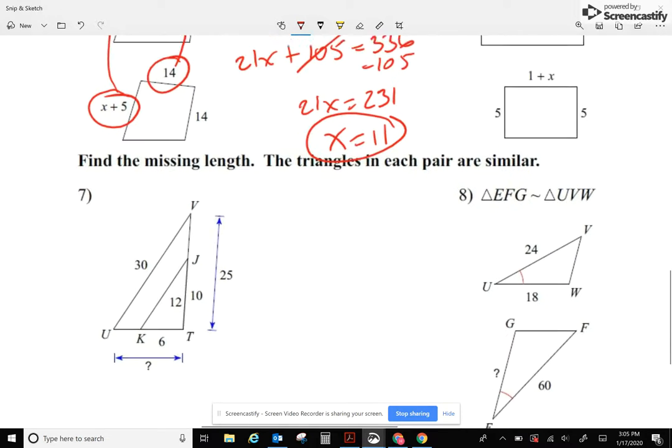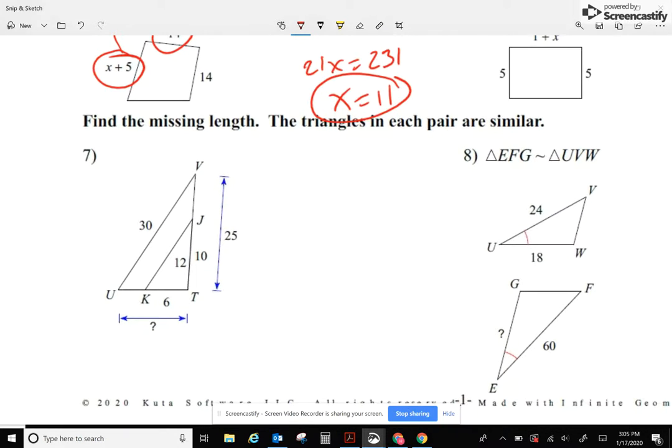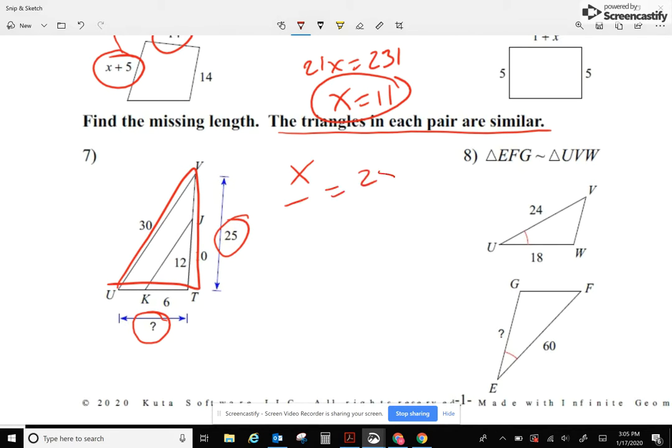Now for questions 7 and 8, find the missing length. The triangles in each pair are similar. So I see that I'm going to be using x, and x is from the big triangle. So make sure you get 2 measurements from the big triangle, and I mean this triangle. I'm going to use x and 25. I notice that x goes with 6, 25 goes with 10.